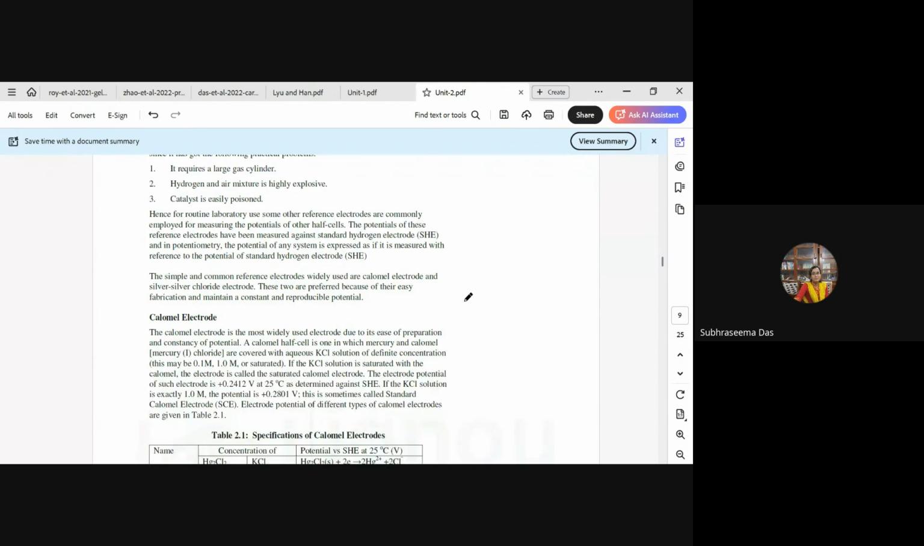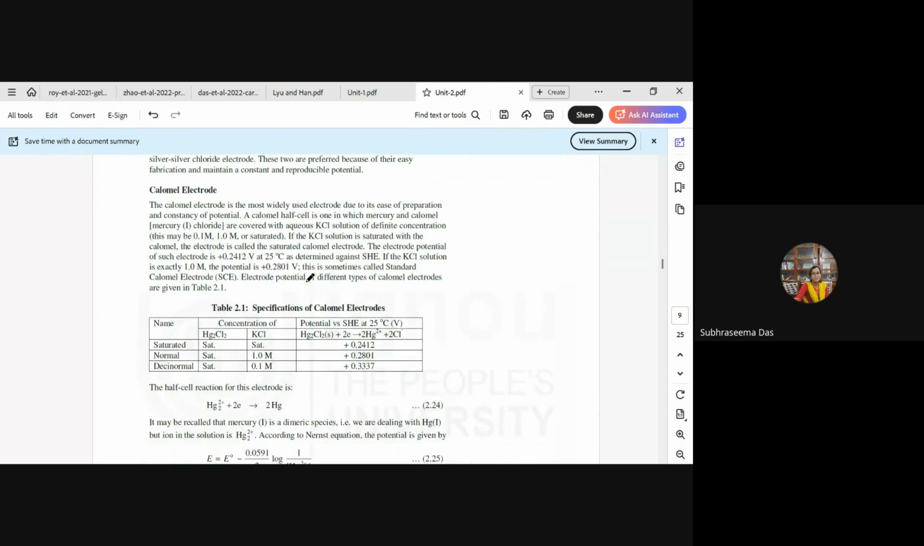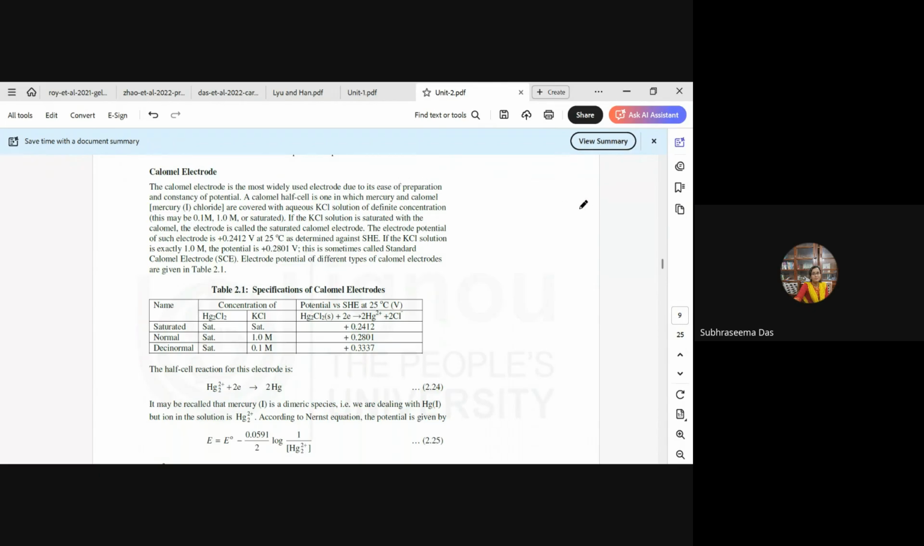First is the calomel electrode. The calomel electrode and the silver chloride electrode are also commonly used as reference electrodes. The calomel electrode is the most used electrode because of its ease of preparation and constant potential. The calomel electrode is one in which mercury and calomel are covered with aqueous KCl solution of definite concentration. If the KCl solution is saturated with calomel, the electrode is called the saturated calomel electrode. So what happens here?